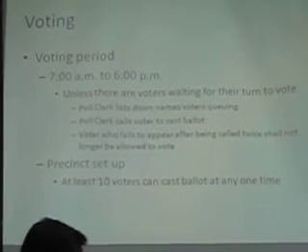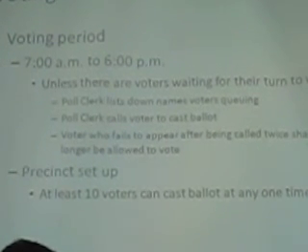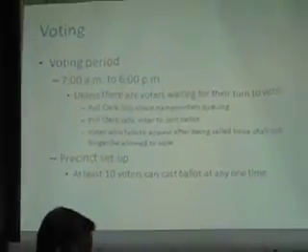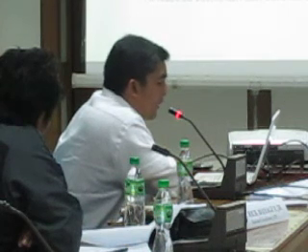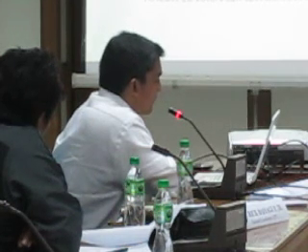However, if there are voters still waiting in queue to vote, the PI will then write down their names, and the poll clerk shall then call the voter to cast his vote. If the voter is not present after being called twice, he shall not be allowed to vote anymore.